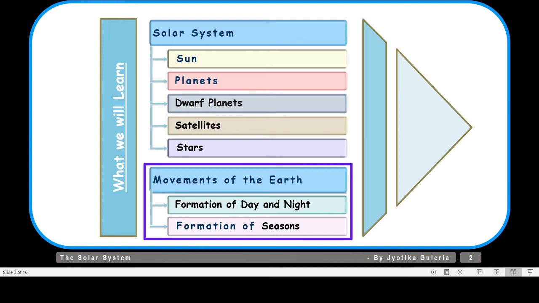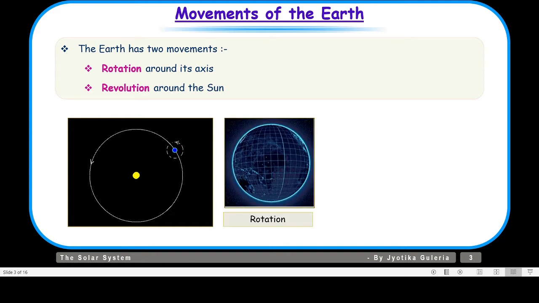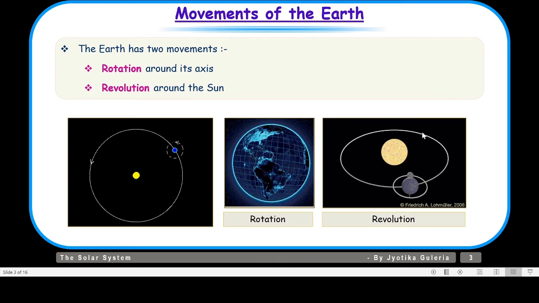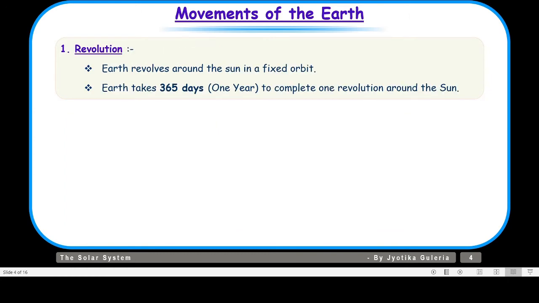So first of all, let us know the two movements of the earth, that is rotation around its axis and revolution around the sun. When we talk about rotation, we should know that it is the movement of the earth on its own axis, whereas revolution is the movement of earth around the sun in a fixed path called orbit. So let us talk about revolution.